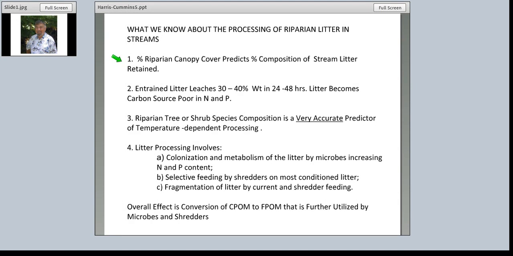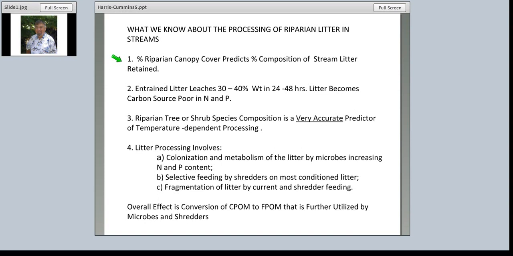So we know how fast these things are processed, and the best way to describe this is on a temperature-dependent basis. That is, if you measure the median temperature each day during the time the processing is going on and sum that over the period, those are degree days. So, for example, 10-degree temperature in a stream for 10 days gives you 100 degree days.